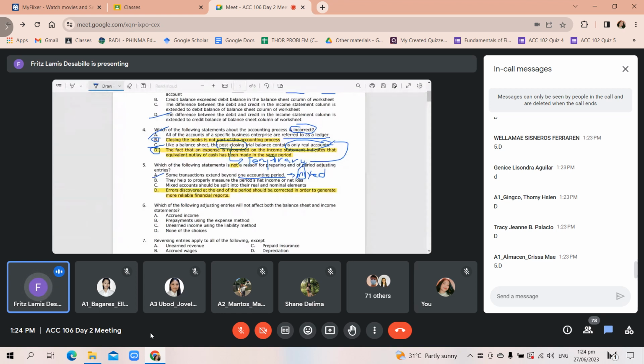Letter B, they help to properly measure the period's net income or net loss. Correct? Again, this is very important, guys. Very important. Please note this in your notes.